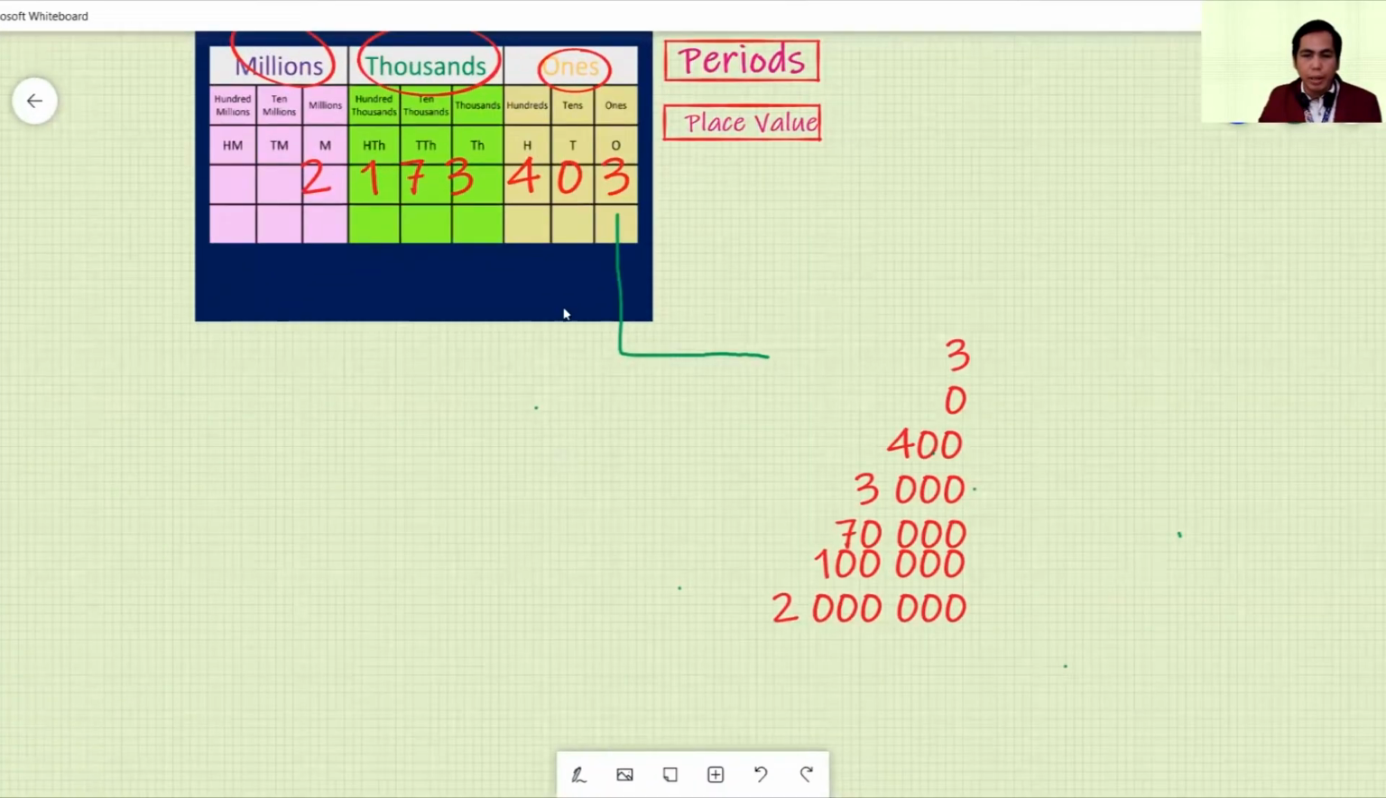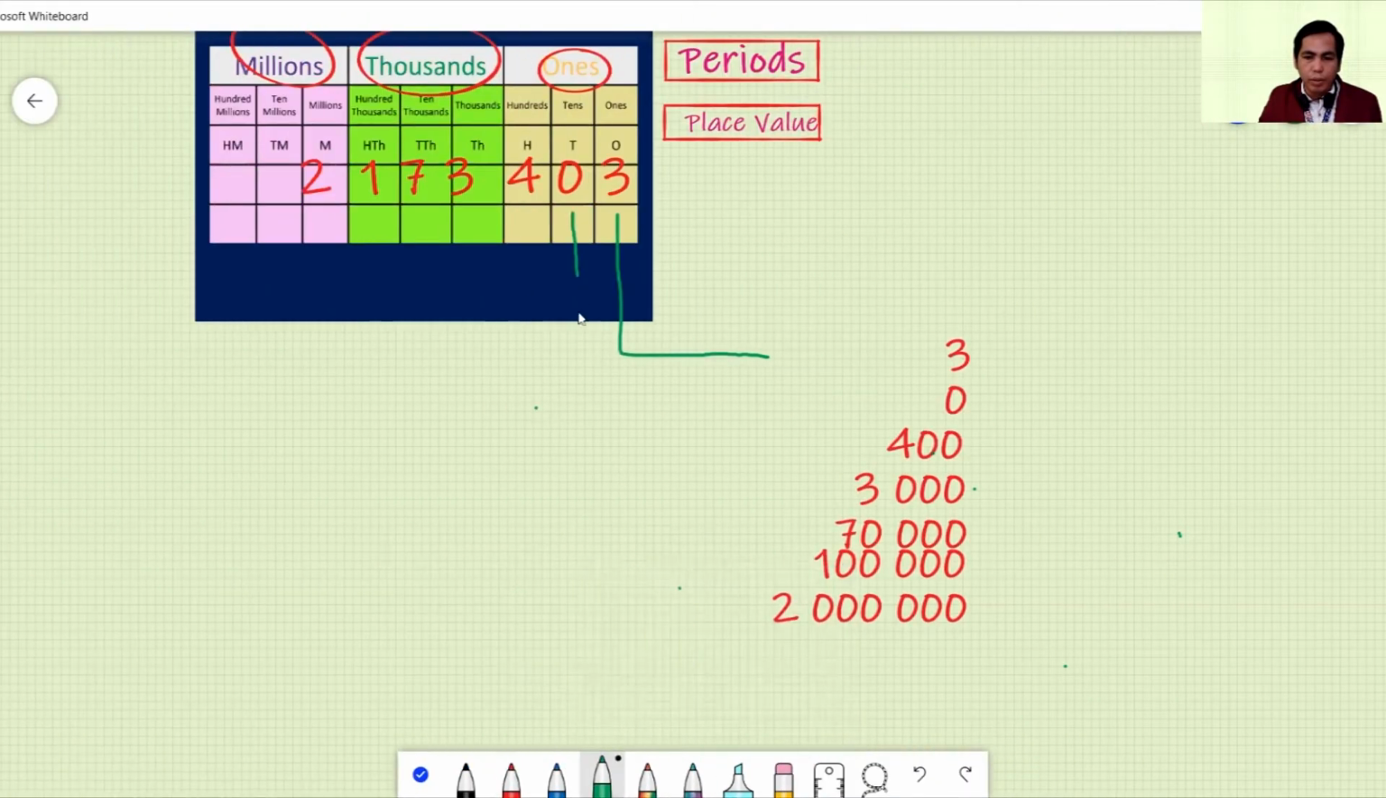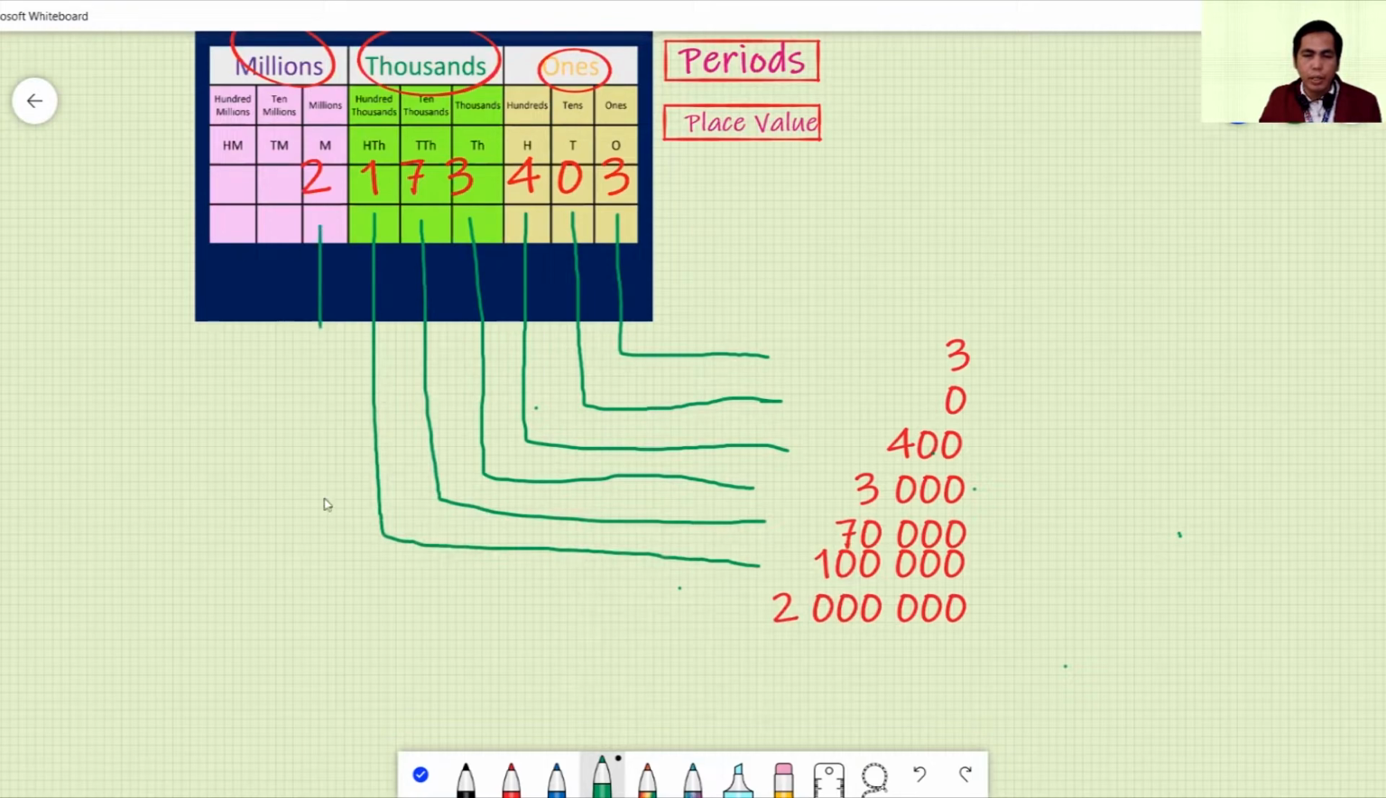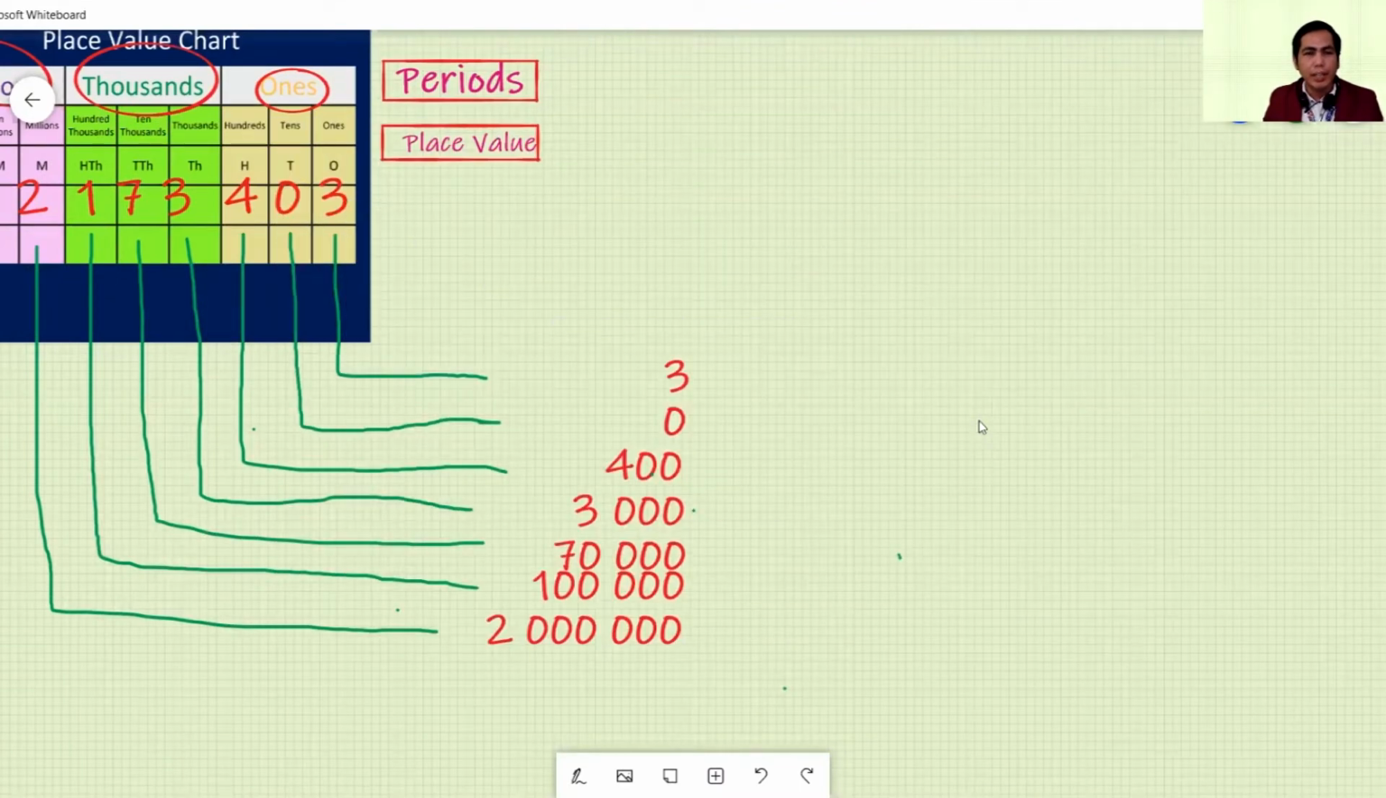I will just connect the digit with its equivalent value. 0, you have 0 value. 4, we have 400. 3, we have 3,000. 7, 70,000. 1, 100,000. And the 2 is 2 million. So let us now write each digit with its equivalent place value. So let's start with the millions. So 2 is found in the millions.